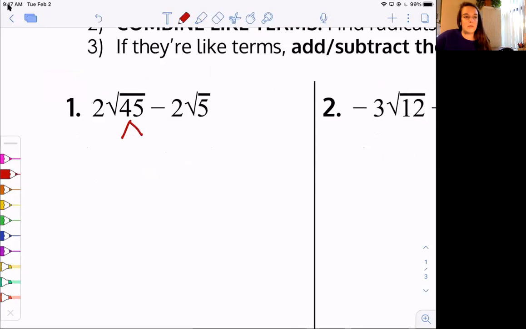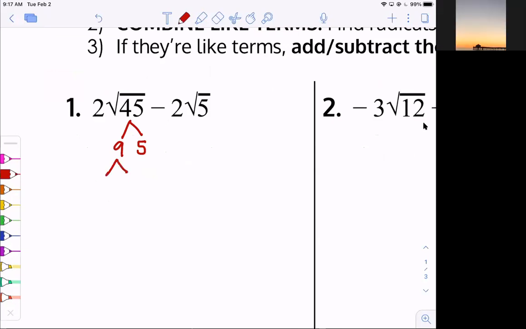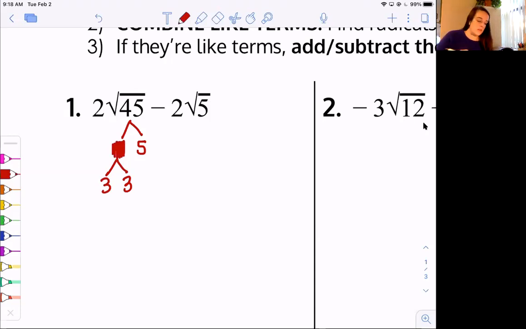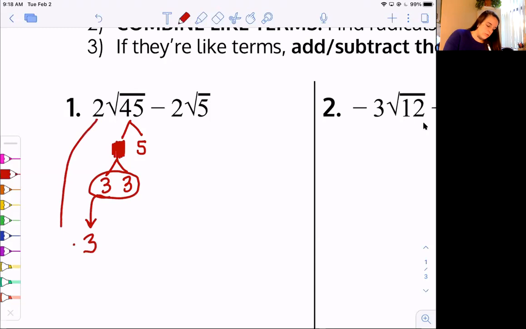9 and 5, yes. Absolutely. Can we break down 9? 3 times 3, absolutely. Right, 3 times 3. And I go ahead and cross out my 9. I have a group of 3 here. That group is going to come to the outside along with the 2 from before.